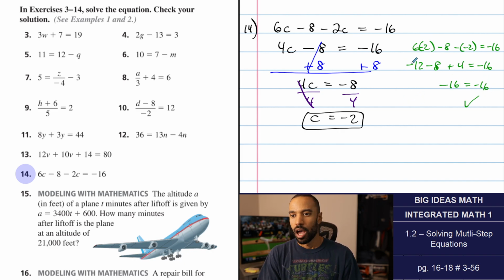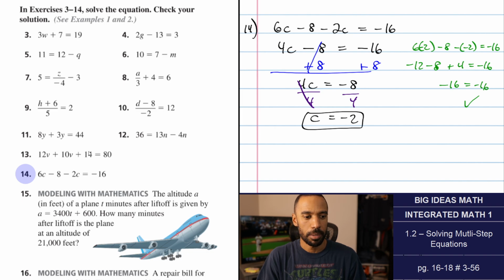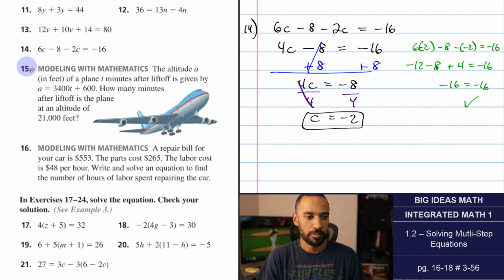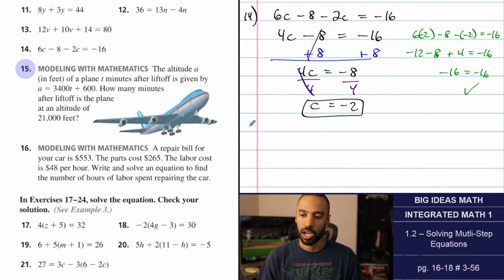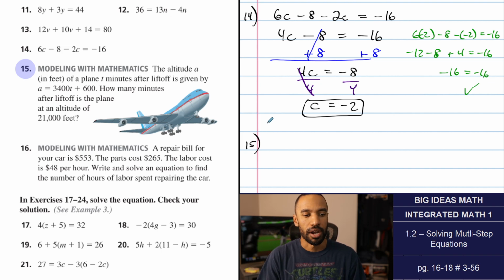Okay. All right, guys, that's the first set of problems on multi-step. Let's dive into a couple word problems with that same setup. They're not asking to double check, so I probably won't, unless there's something I want to talk about with it. Numbers 15 and 16. Number 15, modeling with mathematics.